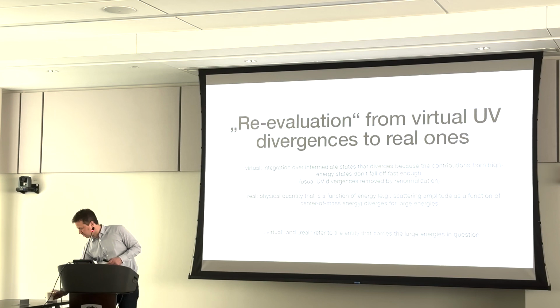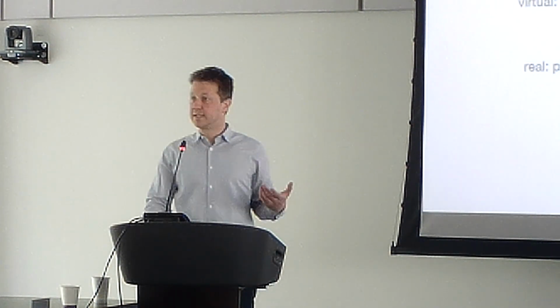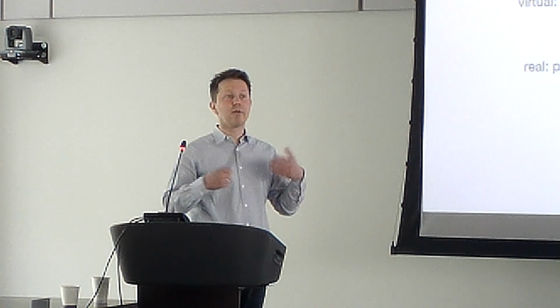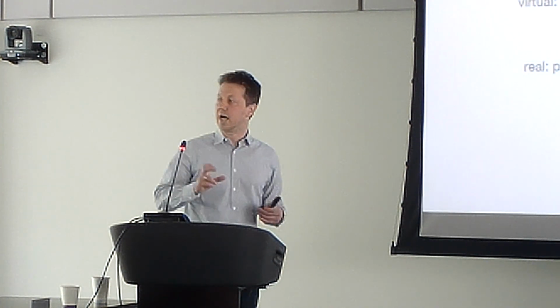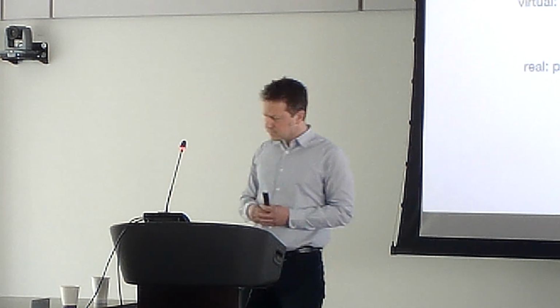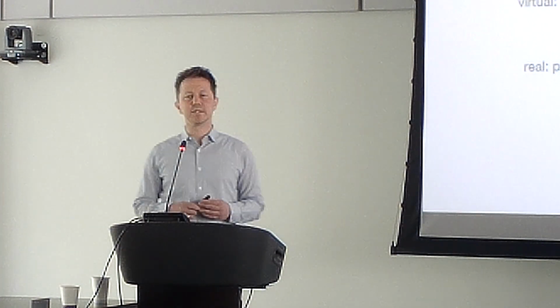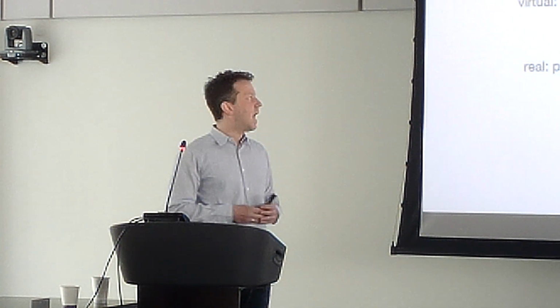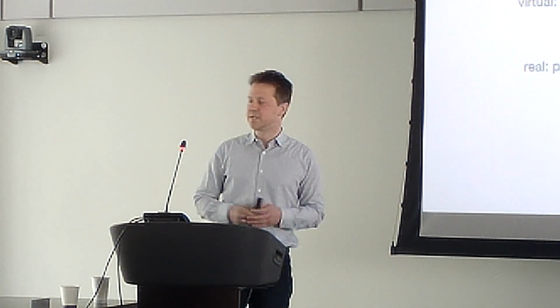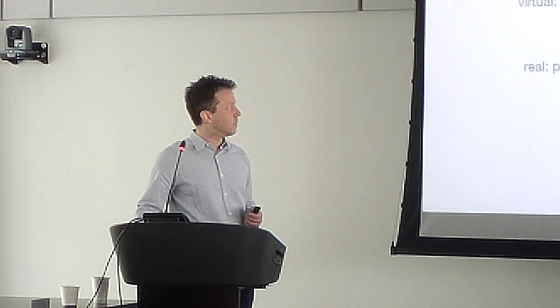So by virtual UV divergences, I mean the usual perturbative UV divergences that one removes by renormalization. They arise because one is integrating over intermediate states in perturbation theory, and this integration diverges because the contributions from the high energy states don't fall off fast enough. So it's not like any individual high energy state gives a problematic contribution, but it's the integration over the entire range of possible states that gives you the divergences, and these are of course the ones that one encounters in high orders of perturbation theory, and that were very problematic until they were dealt with by renormalization.